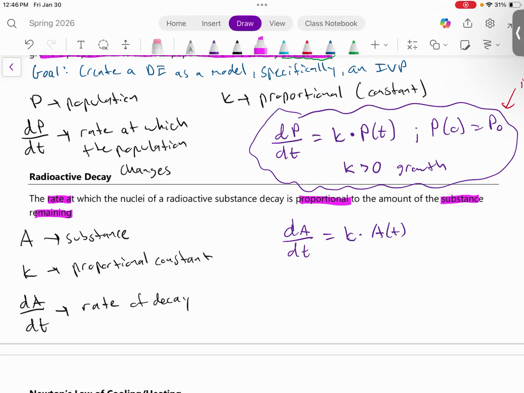Okay, so the amount of substance remaining, that to me signals an initial condition. So the way we would take care of that is we would say, at time zero, we have a certain amount of substance remaining, our initial amount. And last thing to take care of here, we're talking about decaying, so I would need to make sure my constant is negative.